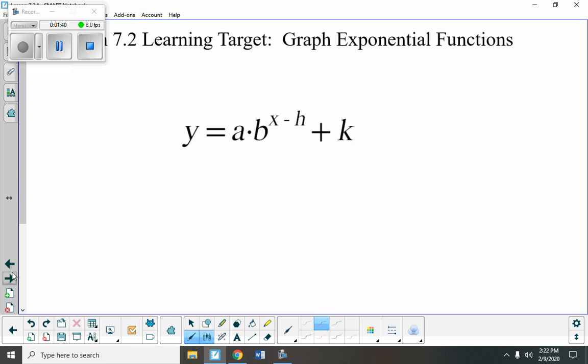The general form of the equations we're going to be graphing in this lesson is y equals a times b to the x minus h, plus k. So b to the x is your parent function. The a represents either a stretch or a compression of that. And the minus h is going to be a left or right shift, depending on the sign.